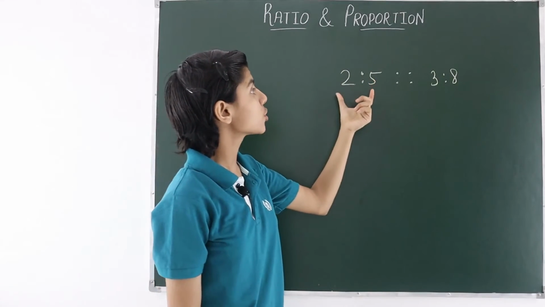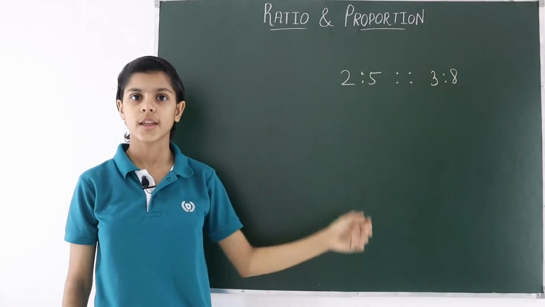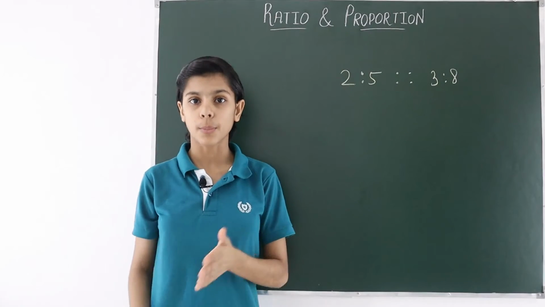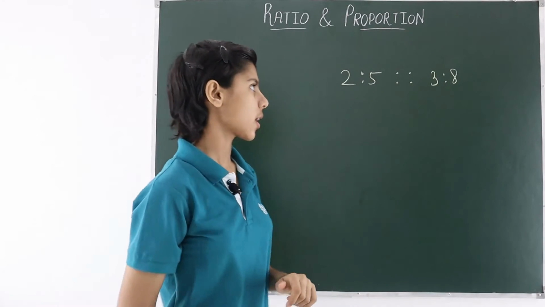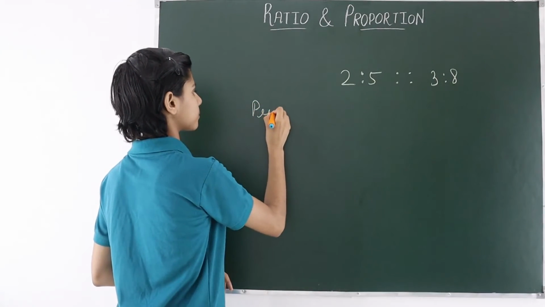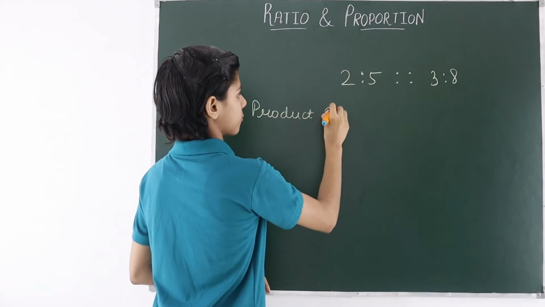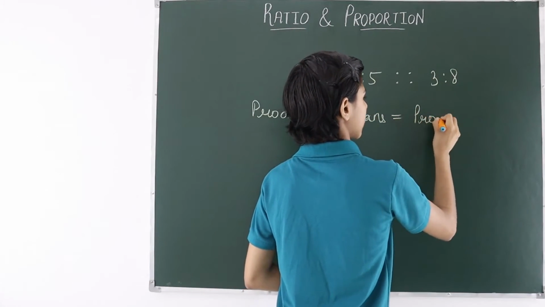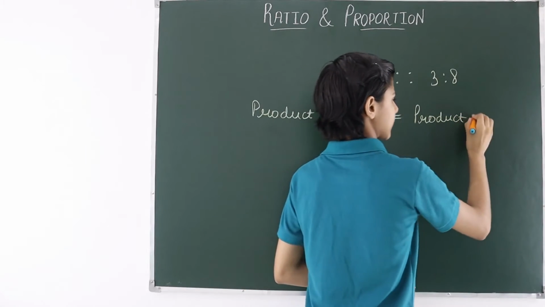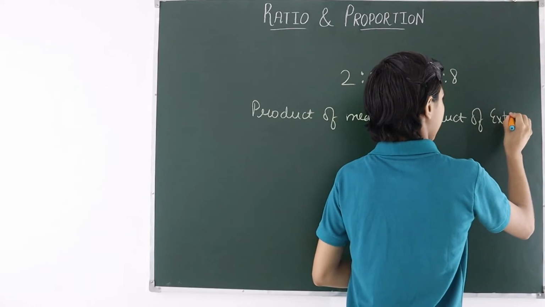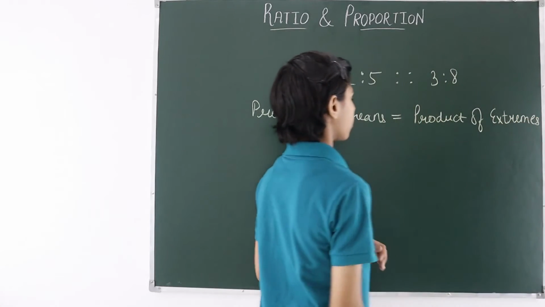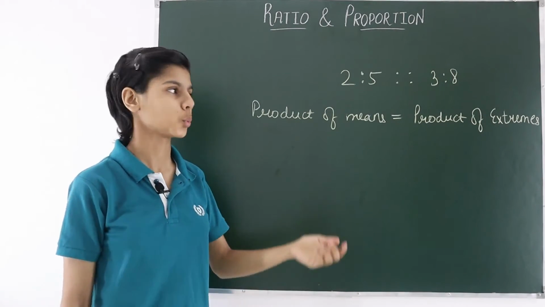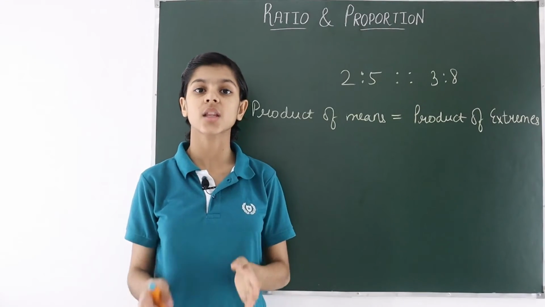As I have told you, proportion is the comparison of two ratios. We have a formula through which we can find whether two ratios are in proportion or not. That formula is product of means is equal to product of extremes. It's a very simple formula. Now what does this mean? Product means multiply. We have to multiply the means, which are present in the middle.